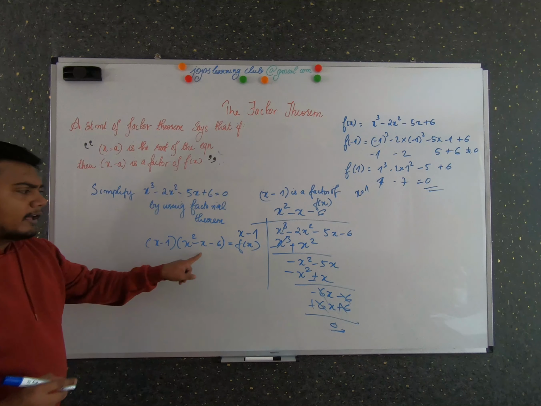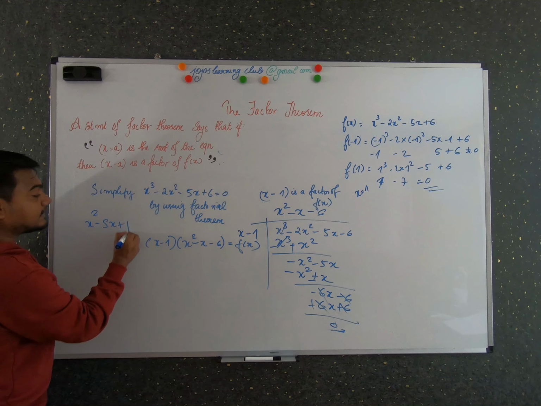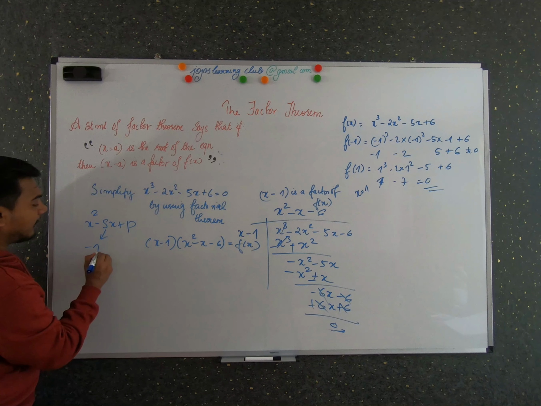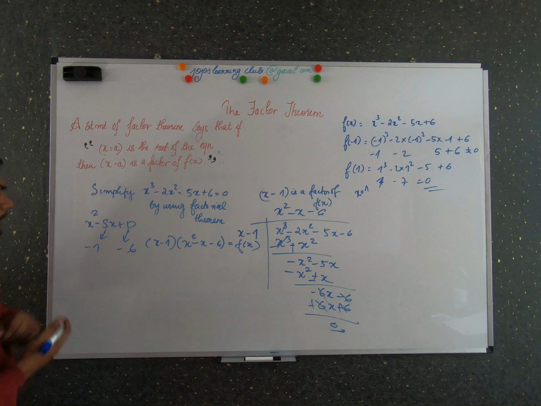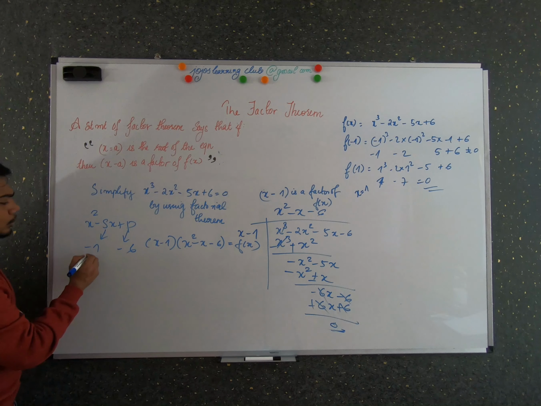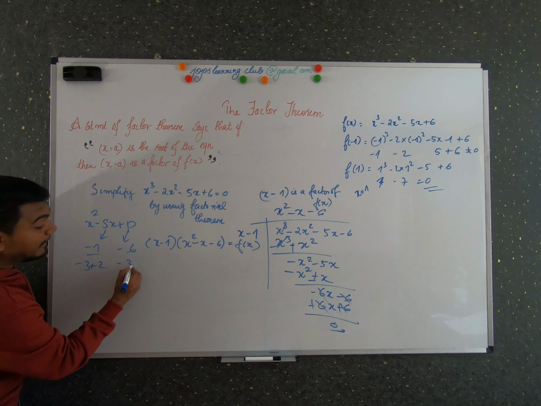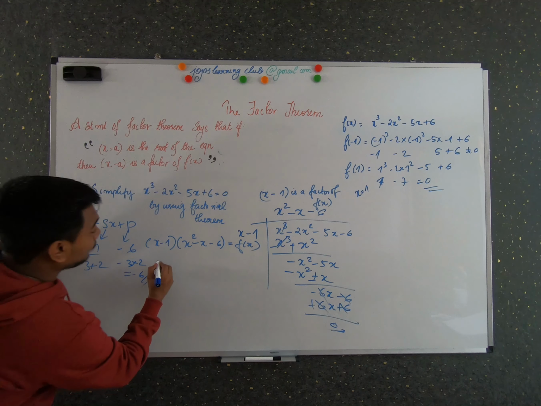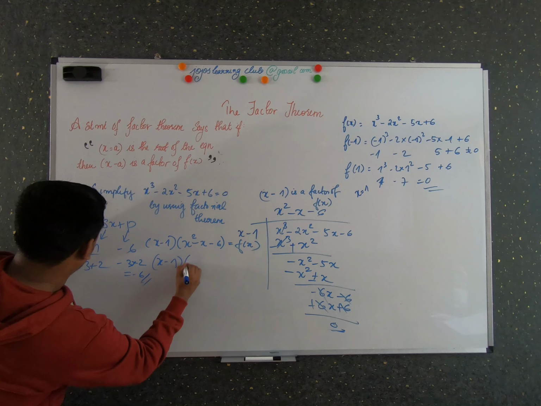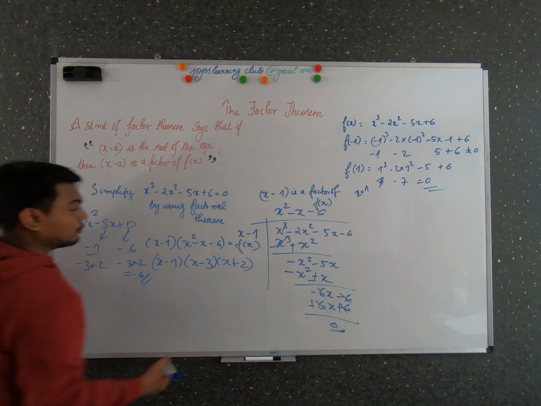And remember the quadratic expression, how to solve it? x square minus sx plus p. The sum is minus 1 and the product is minus 6. What would be the numbers for it? So minus 3 plus 2 is minus 1, and what is minus 3 into 2? That is minus 6. So you can write this as x minus 1 into x minus 3 into x plus 2.